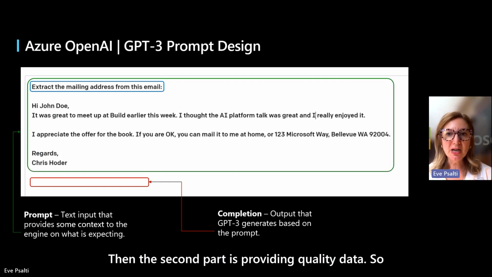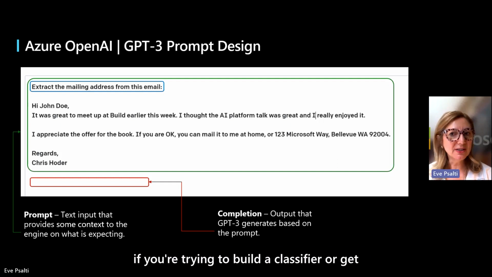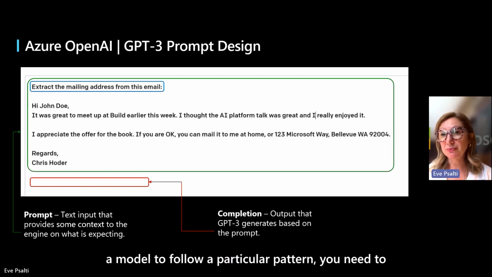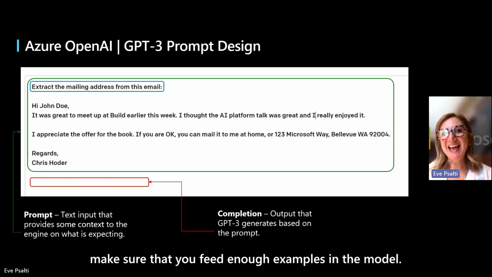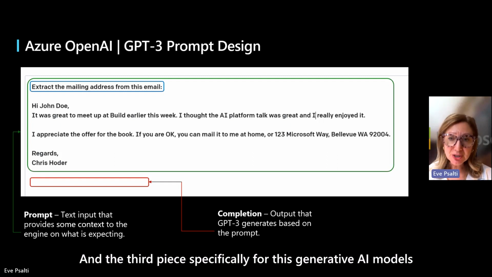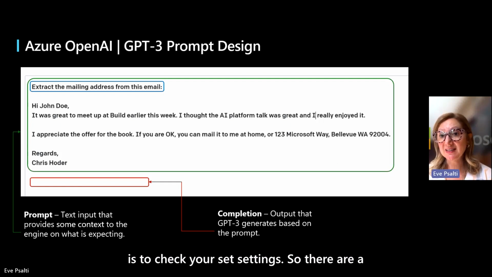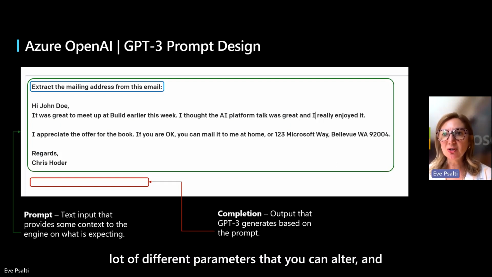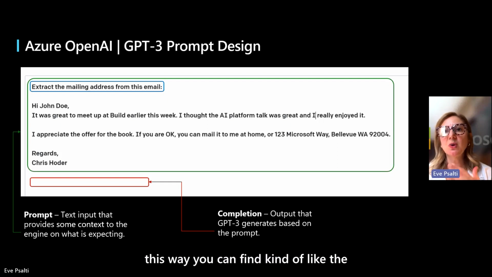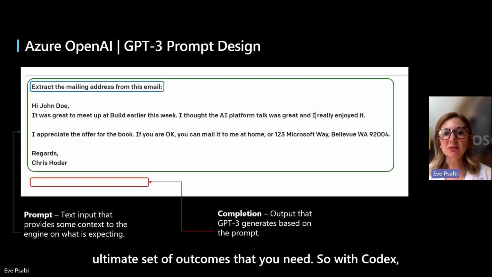Then the second part is providing quality data. So, if you're trying to build a classifier or get a model to follow a particular pattern, you need to make sure that you feed enough examples in the model. And the third piece, specifically for these generative AI models, is to check your settings. There are a lot of different parameters that you can alter, and this way you can find the ultimate set of outcomes that you need.